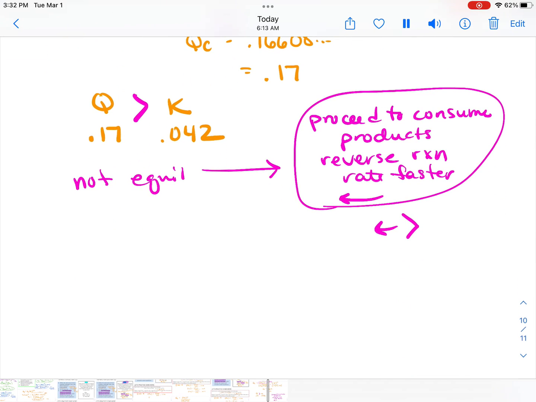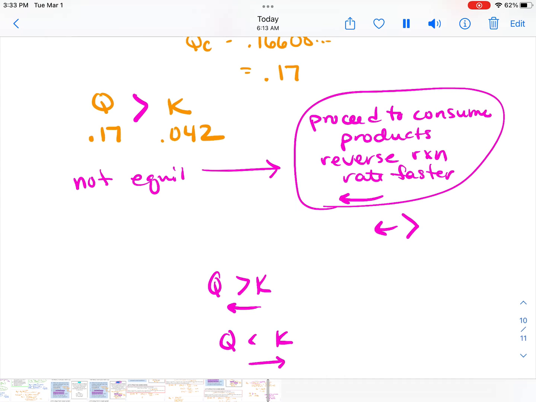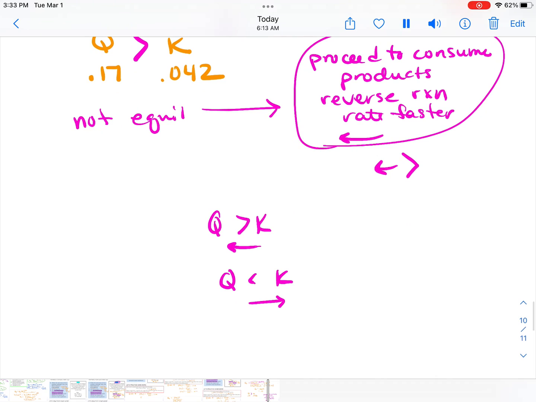So a quick summary of how you use Q and K. If Q is greater than K, the reaction goes to the left or makes more reactants. If Q is less than K, the reaction goes to the right or makes more products until it reaches equilibrium. And if Q is equal to K, then your reaction is already at equilibrium and there will be no shift.